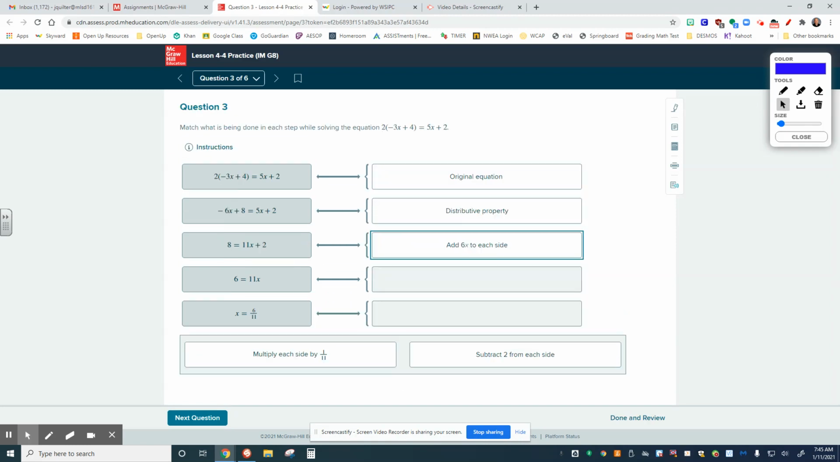Our next step, we see that the 2 is gone. So how did we eliminate the 2? And then the final step is, how did I get rid of that 11 to get just an x? I'm going to leave that to you for those last two steps.